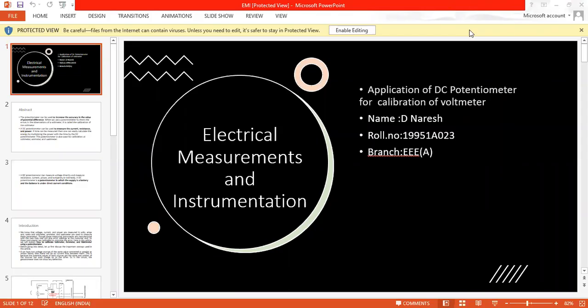The subject is Critical Measurements and Instrumentation. The topic is application of DC potentiometer for calibration of voltmeter. Let's dive into the abstract first regarding the topic.